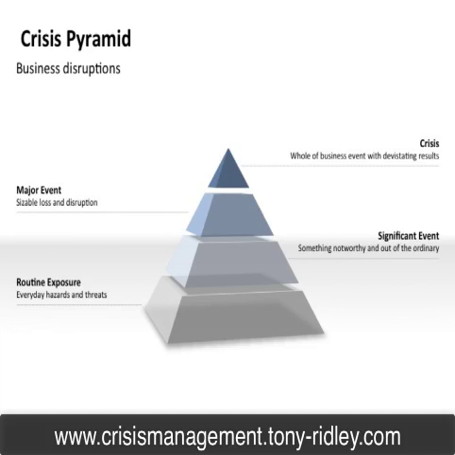So we have the pyramid of disruption in basic broad terms, with the base being formulated by the broad majority of routine events. Then as we go up the sequence to the peak of the pyramid, we've got significant events, major events which result in sizable loss and or disruption, and then we have crisis at the pinnacle, which is potentially a business ending event, and certainly whole of business in terms of its effect.